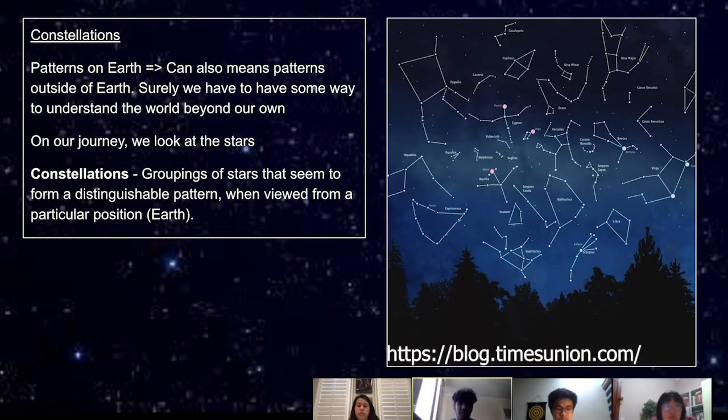Then you have the idea of constellations, patterns that go beyond Earth. If there are patterns on Earth, then there must be patterns outside of Earth. This manifests as groupings of stars. That's exactly what constellations are: groupings of stars that seem to form a distinguishable pattern when viewed from a particular position on Earth. This wording is important, especially the last bit. This is why.